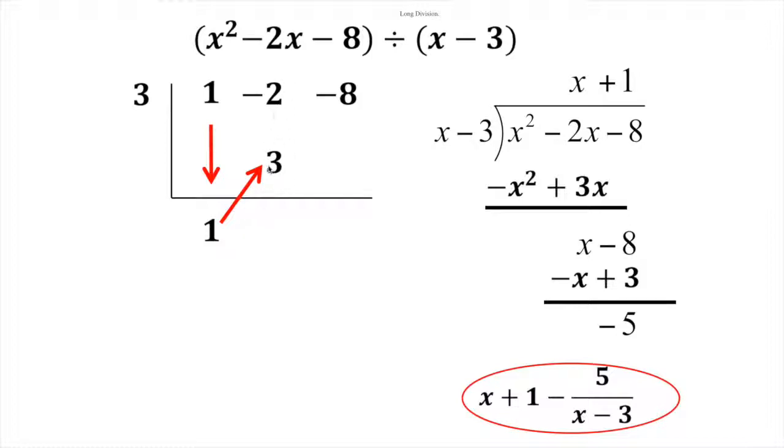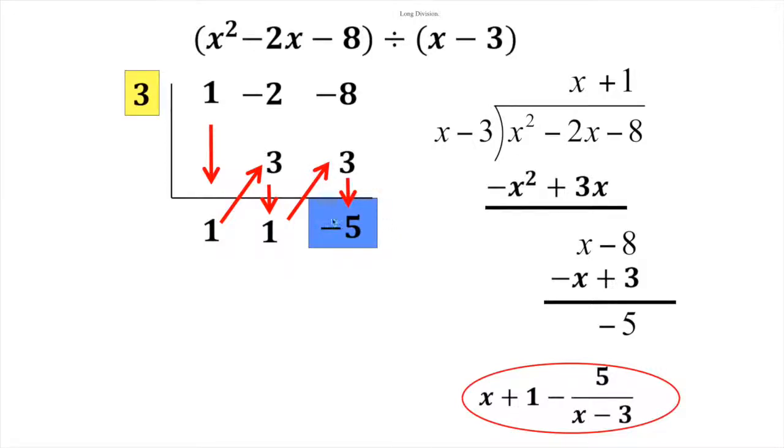Now I'm going to add these two. -2 plus 3 gives me a +1. And I write it right down here. Then I go over here and I go, okay, 3 times 1. 3 times 1 is 3. So I'm going to move it right up here and I'm going to rewrite it. Then I'm going to add these two together. -8 plus 3 gives me -5.